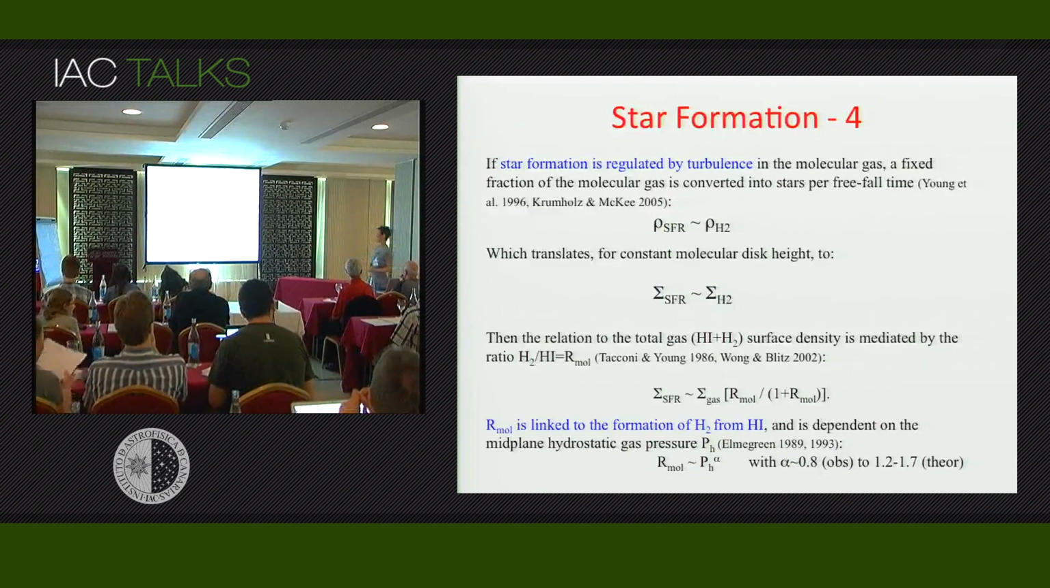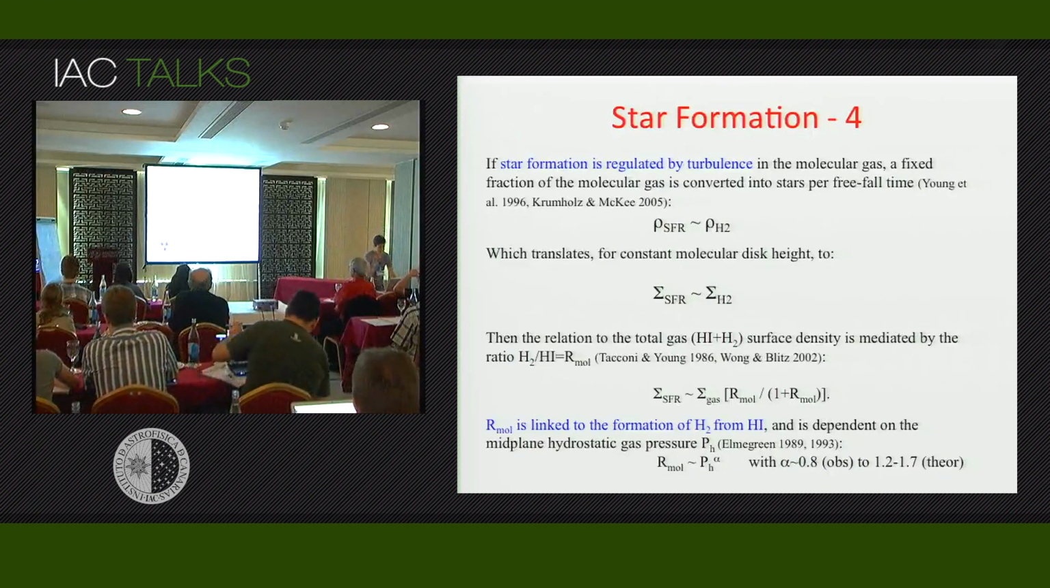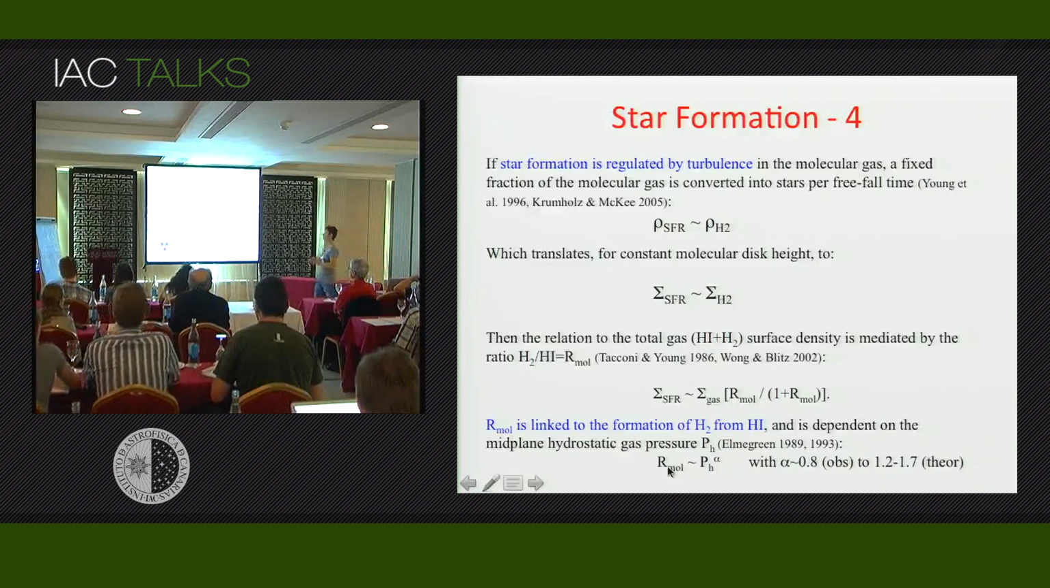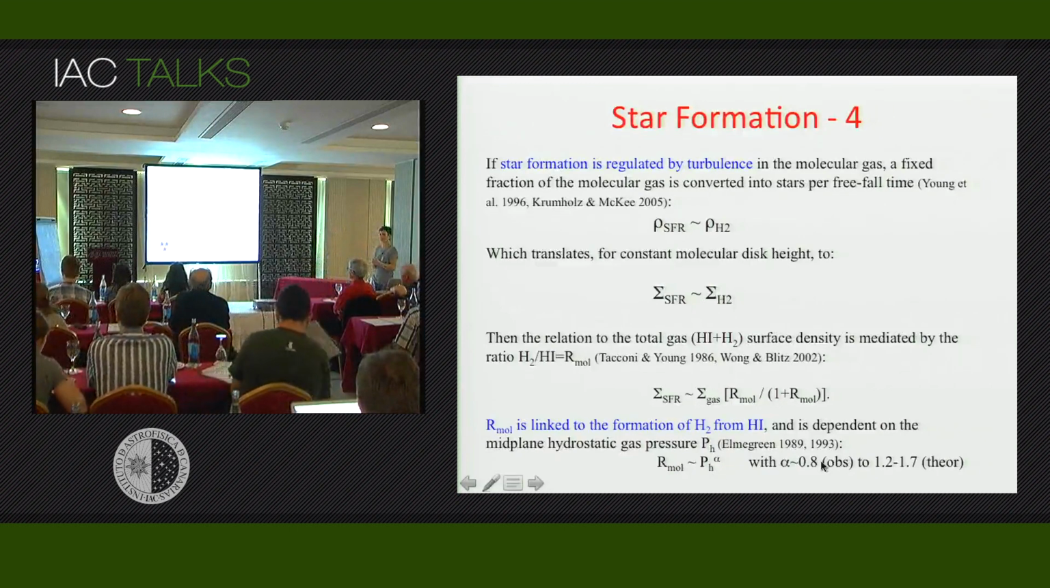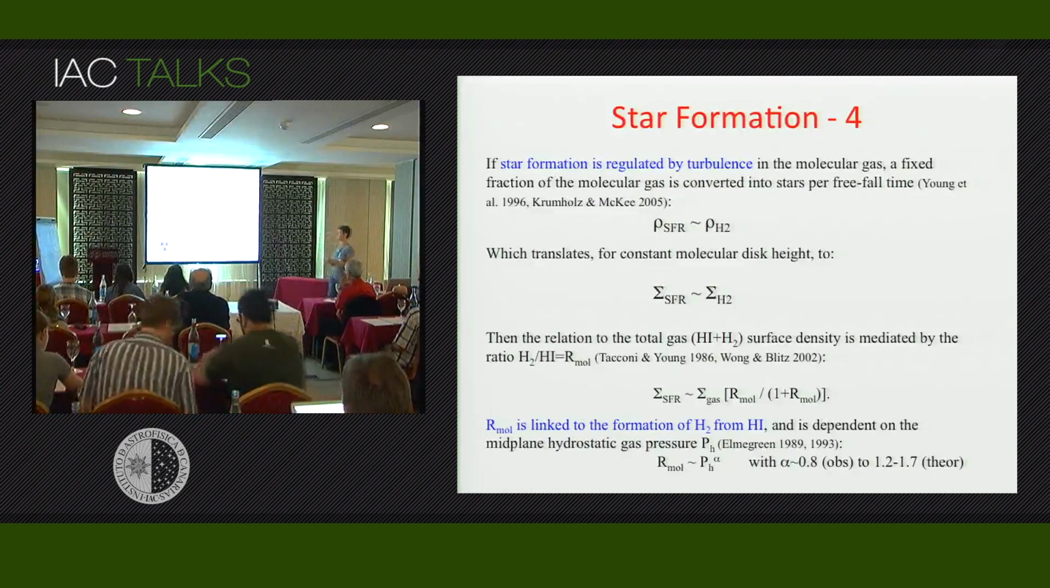Okay, and according to the model proposed by Elmegreen in various papers, R_mol depends on the hydrostatic gas pressure in the midplane, P_h, and they also give a formula for that. Wong and Blitz derive a value for alpha. Alpha is the exponent that relates R_mol to the hydrostatic midplane gas pressure. Wong and Blitz derive 0.8. The prediction from the model, so Elmegreen, is between 1.2 and 1.7. But given how little we know about this actual relation, I would say that is sufficiently good.